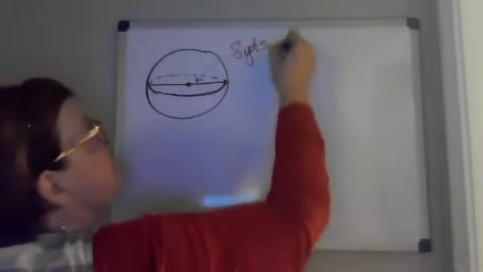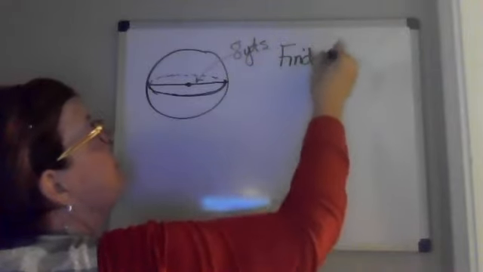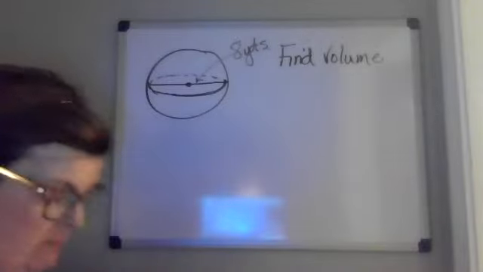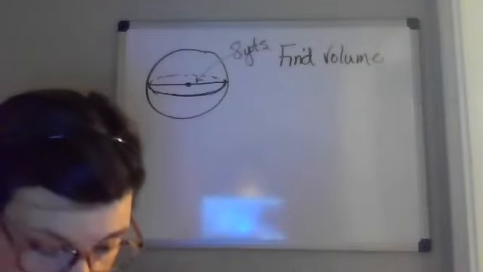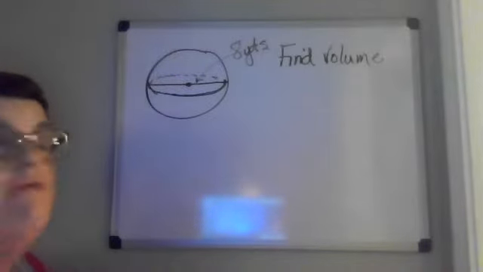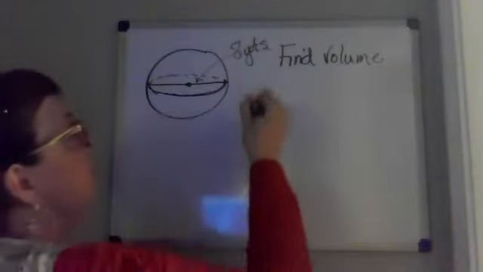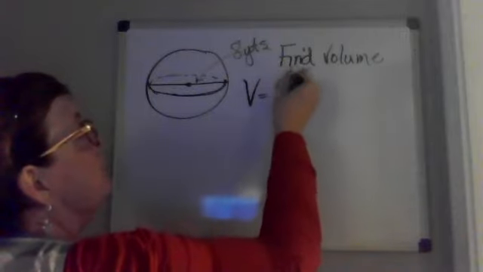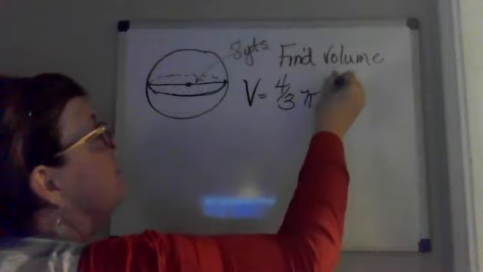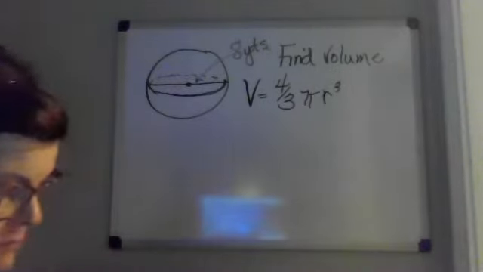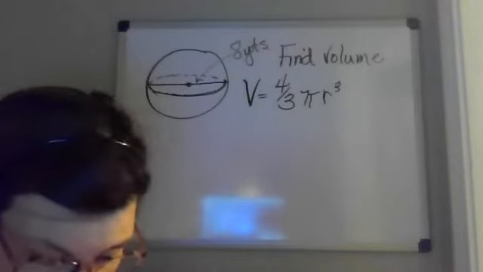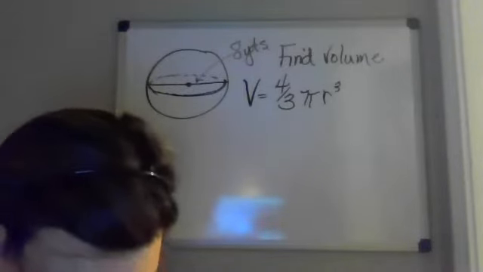Okay, and we need to find the volume. So the very first thing we're going to do, again, is go to the formula chart and find out what the formula is for the volume of a sphere. Volume equals 4/3 times pi times r cubed. When you write the formula down first, it will help you keep everything in line, and you won't make the mistakes that you possibly would have made.